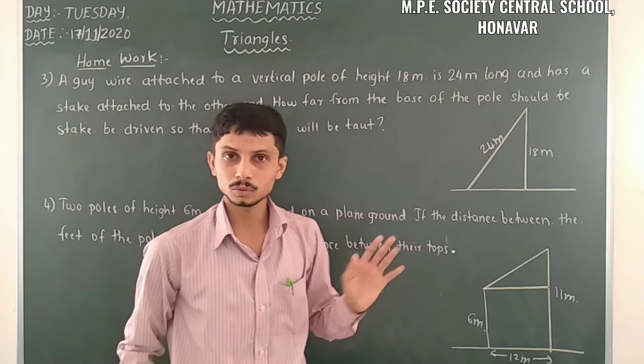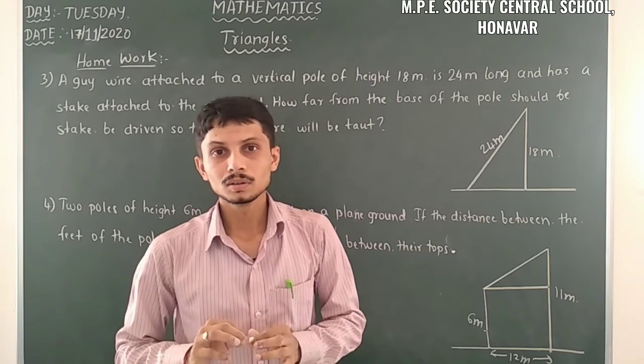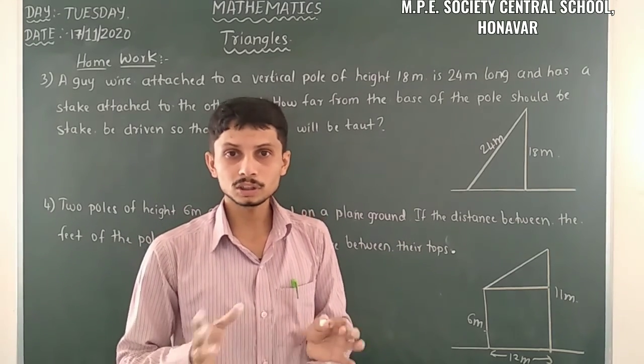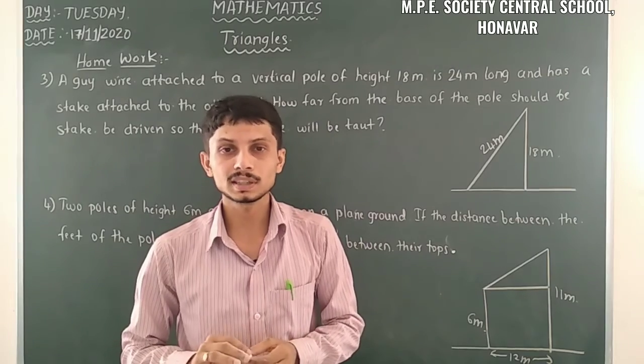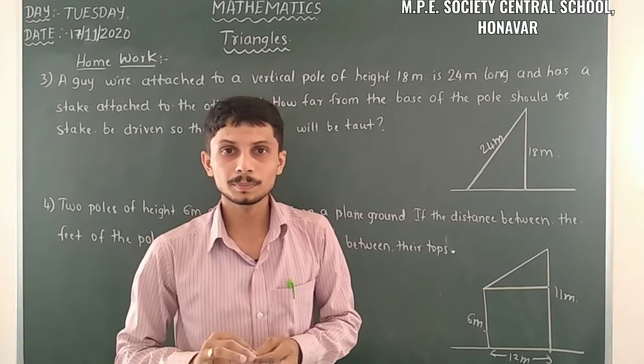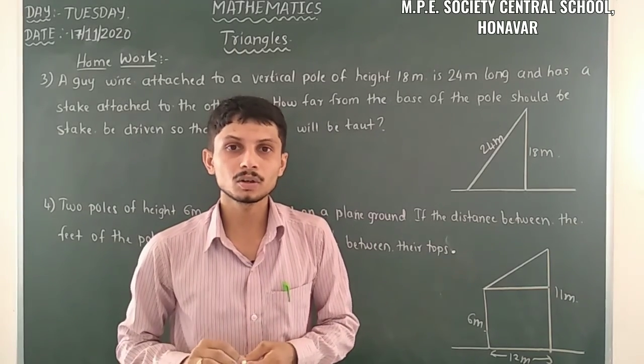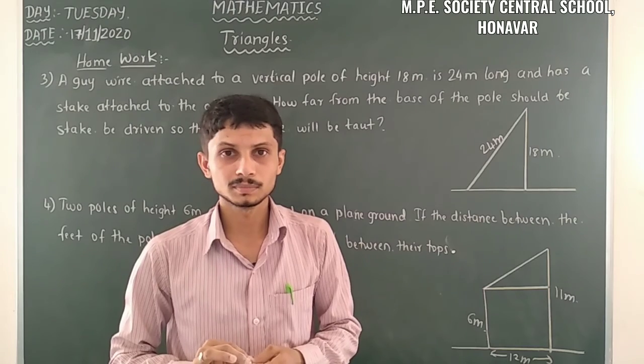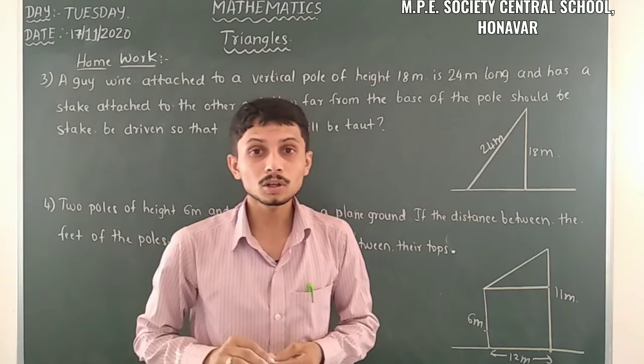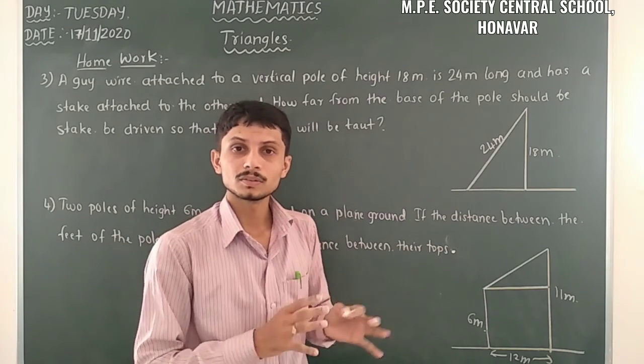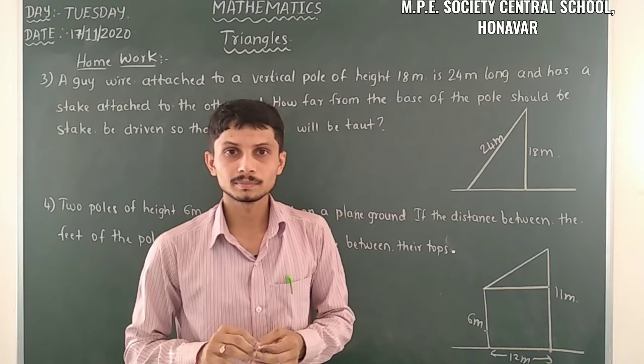So I hope you understood these things. So here I will conclude this chapter, the whole chapter triangle. So it's the last part of this Pythagoras theorem. There are many sorts of problems for Pythagoras theorem.